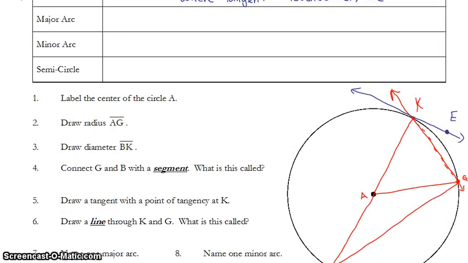Scroll down here and we can kind of see our circle. Major arc, minor arc, and semicircle are all talking about the edge of our circle, but it's all kind of looking at it in slightly different ways. I'm going to actually start with semicircle. That's typically one of the easier ones to pick out. A semicircle represents exactly half of the edge of the circle.